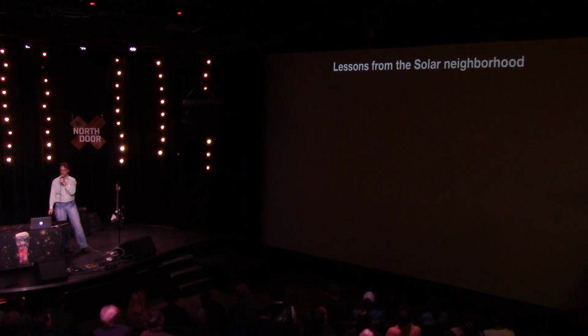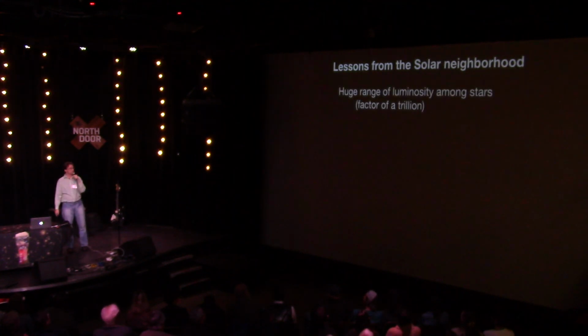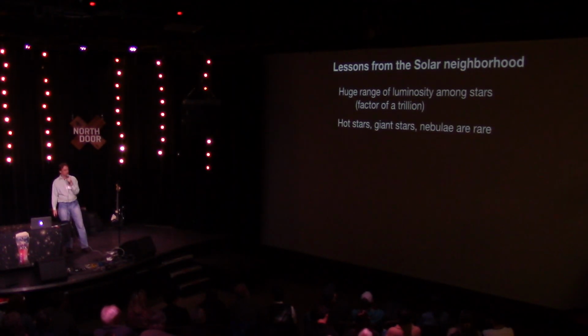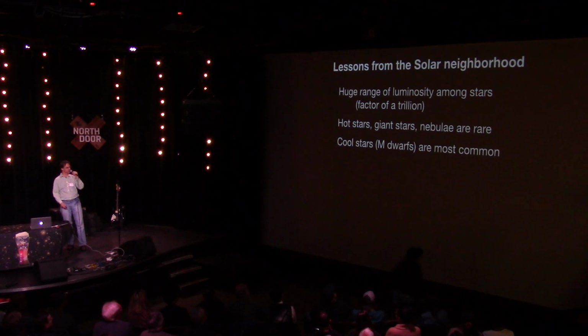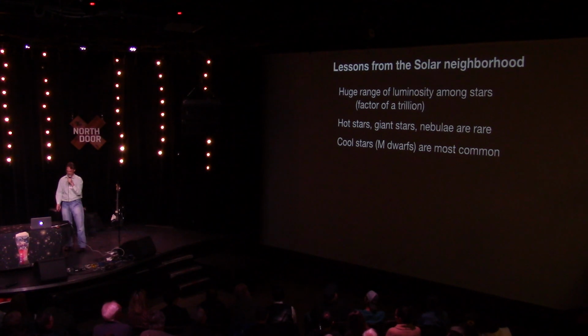So, lessons from looking at our neighborhood to learn what the universe is like. There's a huge range of luminosity among stars. The very brightest ones are 1 trillion times brighter than the faintest ones. Hot stars, giant stars, nebulae, these are rare. We see a lot of them in the sky because they're very, very bright, so we can see them a long way away, but they're just not that common, especially not compared to the coolest stars. That's what the universe likes to make. That tells us something about the physics. We haven't figured out exactly what yet, but something about how the universe works.